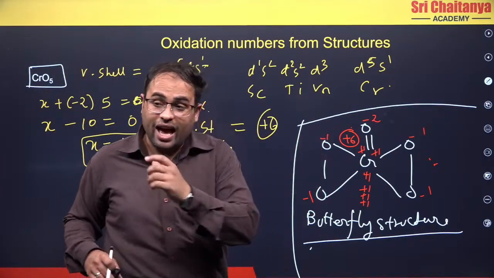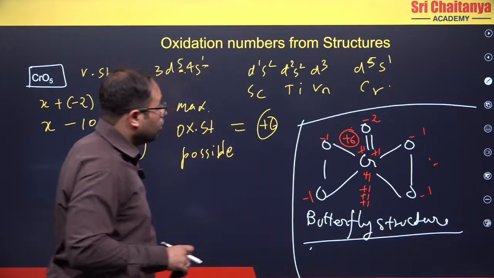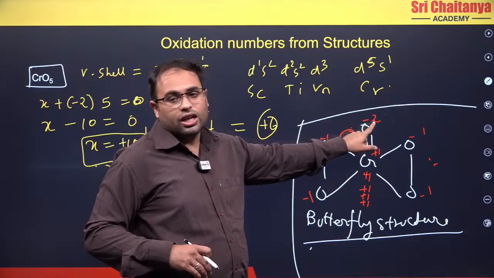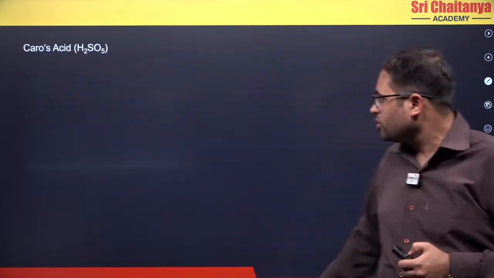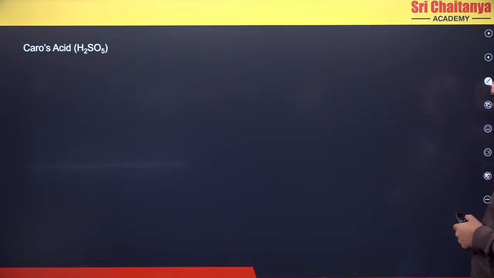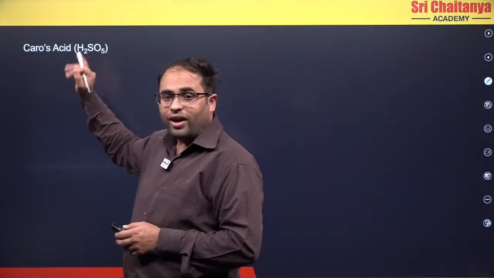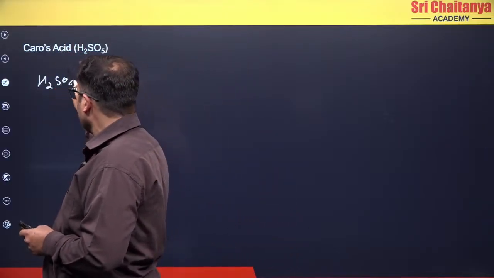Now here, oxygens have a different kind of oxidation state. Like these oxygens have -1, this oxygen has -2. So sometimes it is important to write the structure and then get the oxidation state. Next, you have the Caro's acid, H2SO5. To understand this structure, let us write the structure of H2SO4.